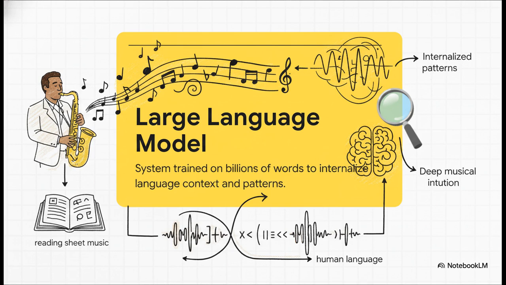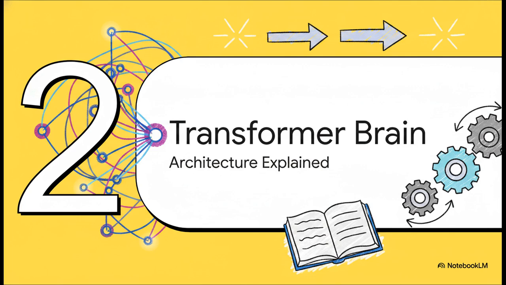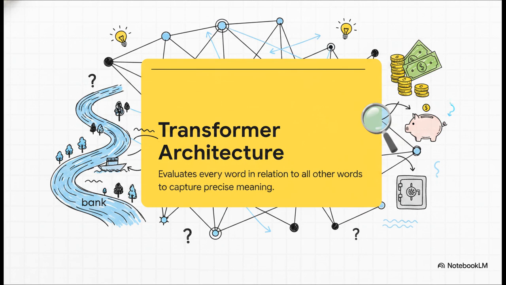entire song. Moving right along to Section 2, Inside the Transformer Brain. This foundational architecture was actually introduced by Google researchers back in 2017 in a really famous paper called Attention is All You Need. That single breakthrough is what makes modern AI systems like Claude even possible today. We call this the Transformer Architecture. It's a framework that evaluates every single word in relation to all other words in a text to capture precise meaning and context.